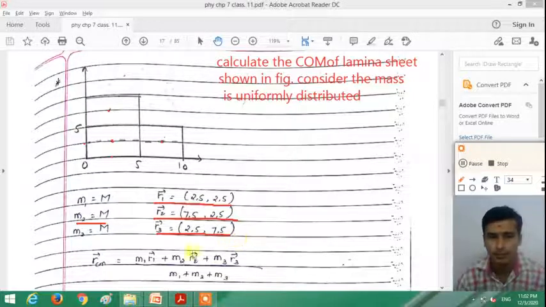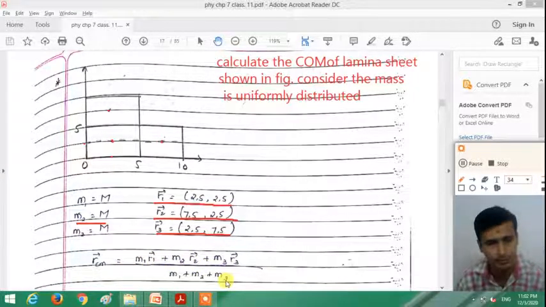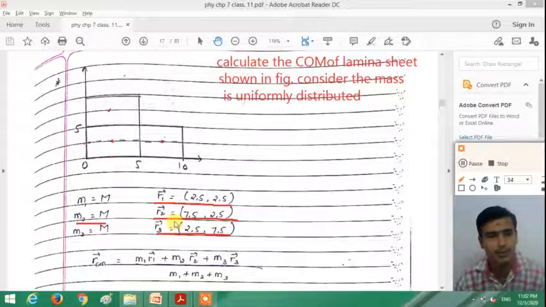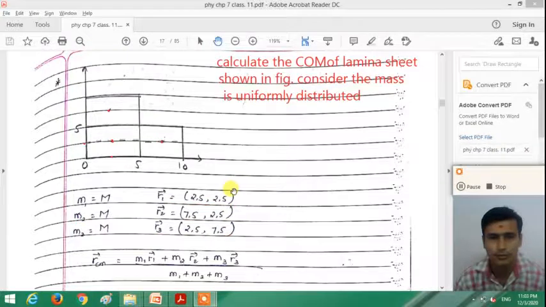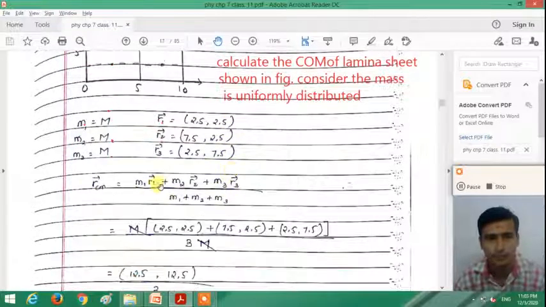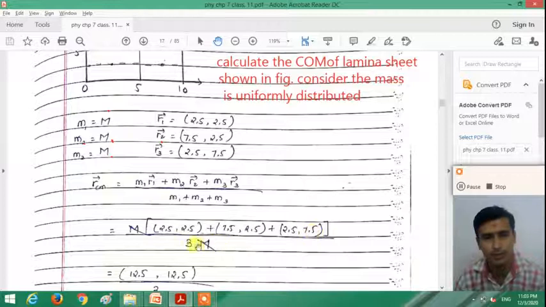Now put the formula of the center of mass. RCM is equal to M1R1 plus M2R2 plus M3R3 upon M1 plus M2 plus M3. Let us take the mass of each sheet as capital M. So put the values. The mass of each sheet is capital M, we take it common. Capital M into the position vector of the first sheet 2.5, 2.5, plus the second, x coordinate 7.5, y coordinate 2.5, plus R3, 2.5, 7.5, divided by 3M.